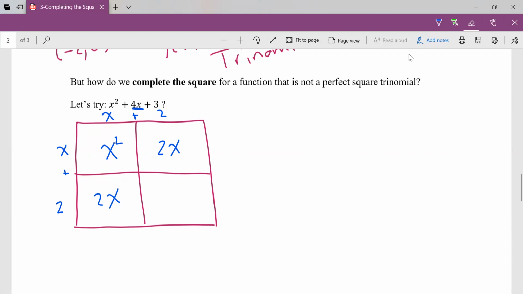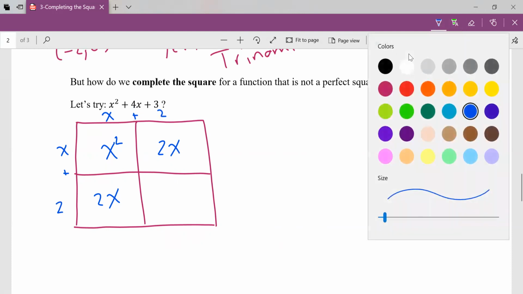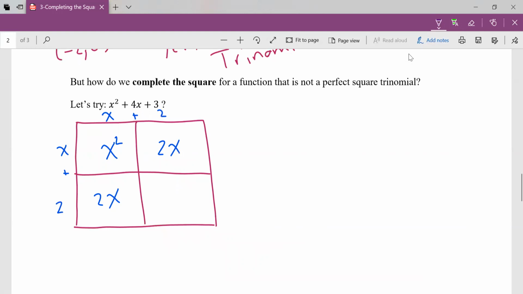Now, knowing what our length and our width are, or our side lengths, I know for certain then this one here has to be 2 times 2, which is 4. But I don't have a 4. I've got a 3. So how do we take care of the problem that I don't have a 4, I have a 3? Well, here's what we're going to do.